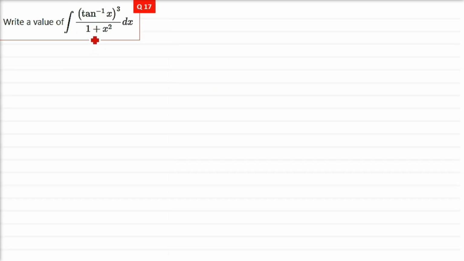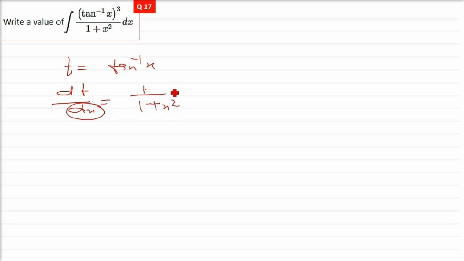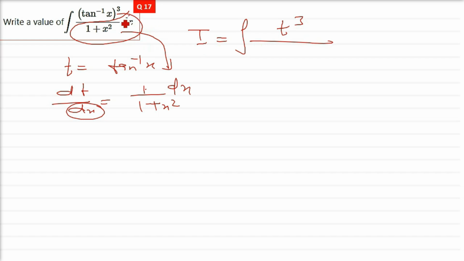Tan inverse x, when differentiated, will give you 1 by 1 plus x square dx directly. That is, t equals tan inverse x, and when you differentiate this, dt by dx will be 1 by 1 plus x square. dx can be taken on the right, so dt will be equal to dx by 1 plus x square. Now this dx by 1 plus x square can be written as dt directly. So this integration will become, tan inverse x was taken as t, so it will be t cube, and this whole becomes dt.